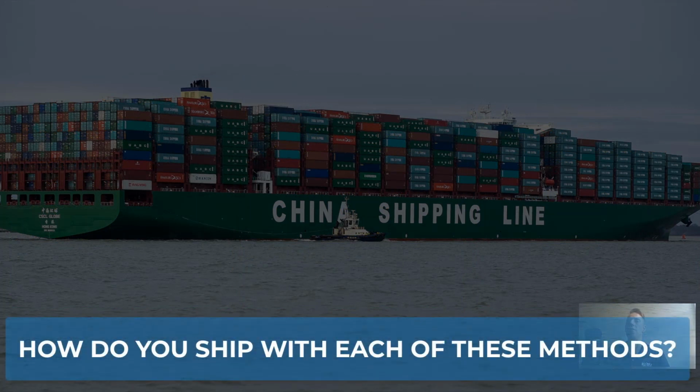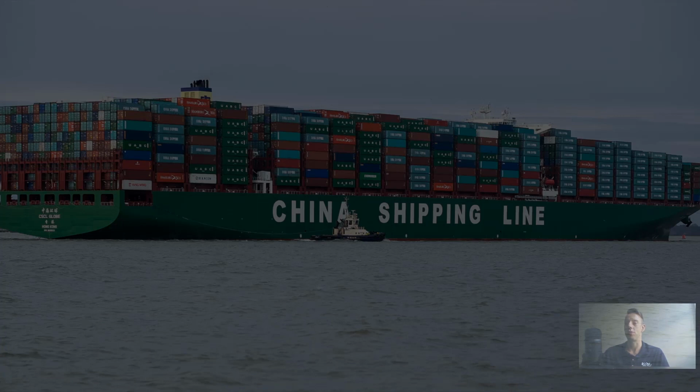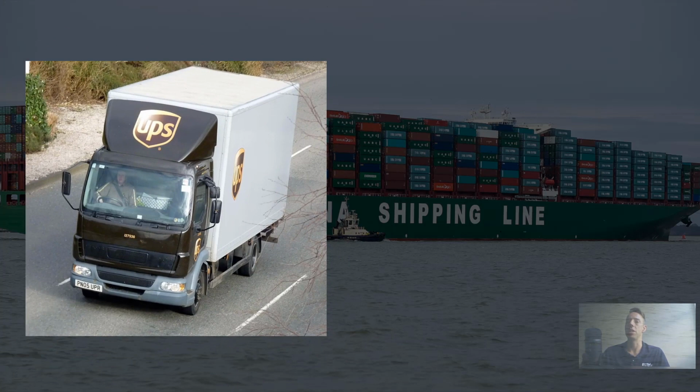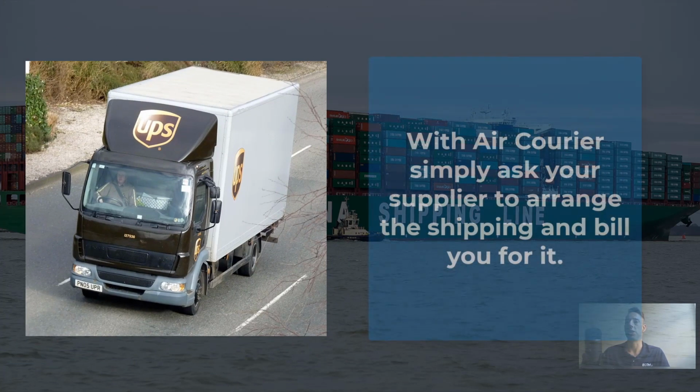Okay, so how do you ship something with one of these different shipping methods? Air courier is very easy. If you've ever shipped something with UPS or FedEx, it's basically the exact same, except your products are in China. Your supplier will simply arrange to have your goods shipped via FedEx or UPS or TNT, one of these local air couriers, and arrange to have them shipped to your doorstep. Your supplier will simply pay for the charges up front, and they'll add these costs of shipping onto your invoice. It's very, very simple. Air courier is pretty much foolproof.